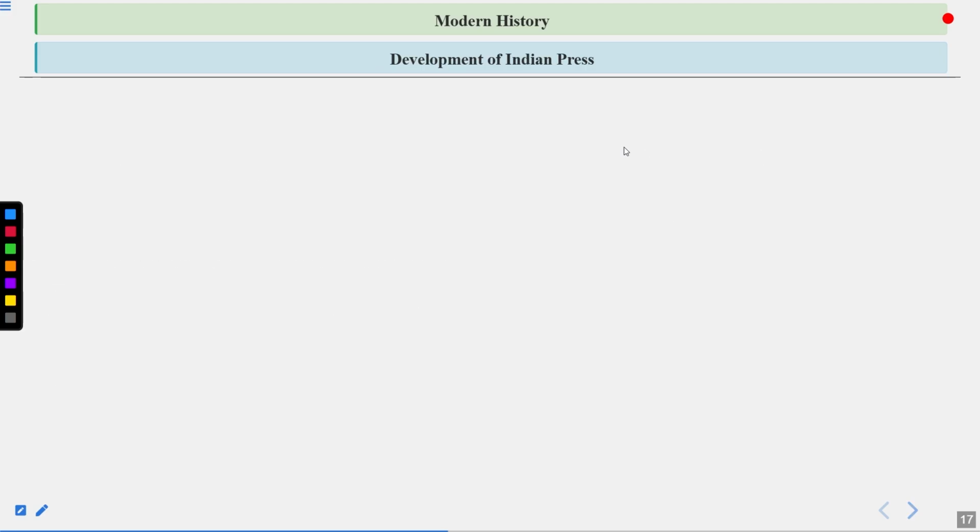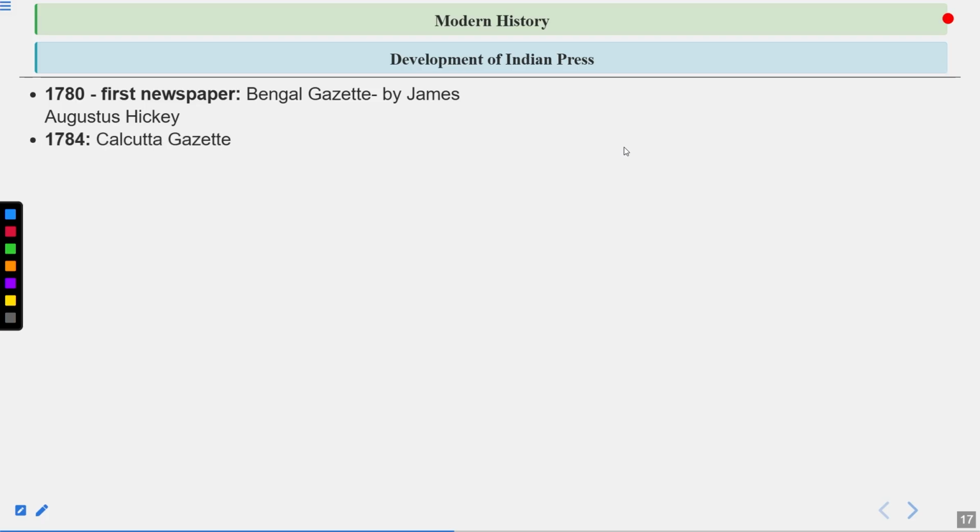Now comes the development of the Indian press. We have learned about every important act passed by the Britishers so far. Now let's learn some Indian press facts. In 1780, the first newspaper, Bengal Gazette, was introduced by James Augustus Hickey. This is really important. In 1784, Calcutta Gazette was introduced, another newspaper added to the system of our country. Then comes the Madras Courier in 1788, and in 1789 the Bombay Herald was introduced.